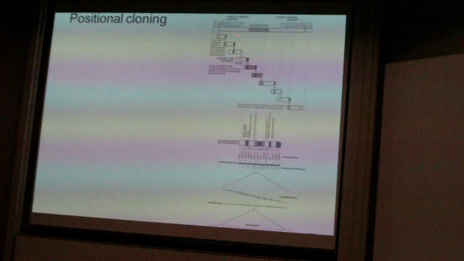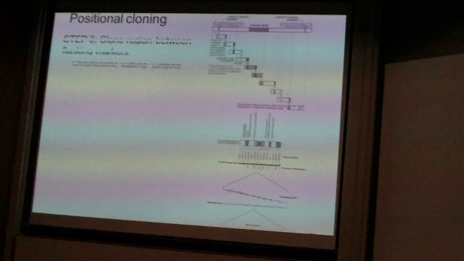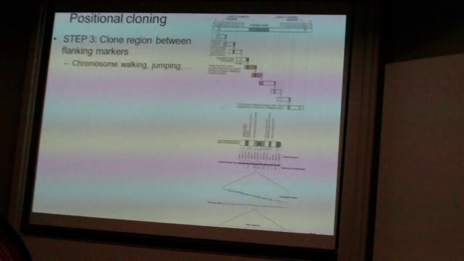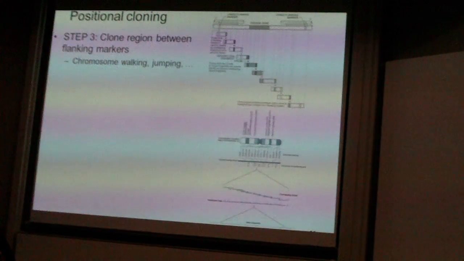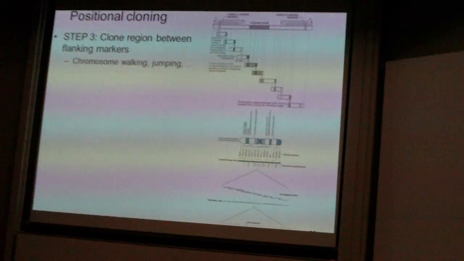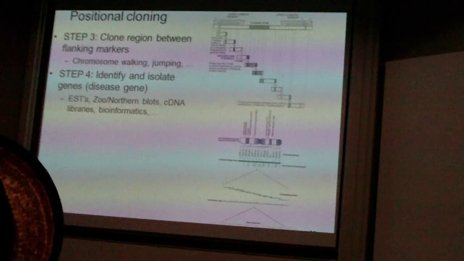So if you have a flanking marker on this side and on that side, you can use other technologies. We don't go into details, but you can use chromosome walking, jumping. Today you have all these genes, of course, somewhere in the library. You can really clone out all the region, you can sequence that region, and you can look for the genes.